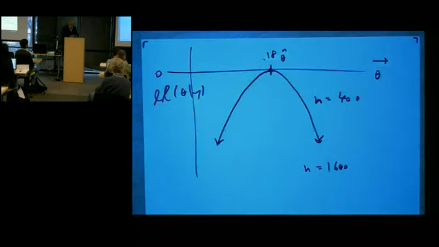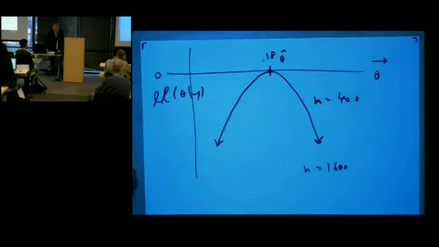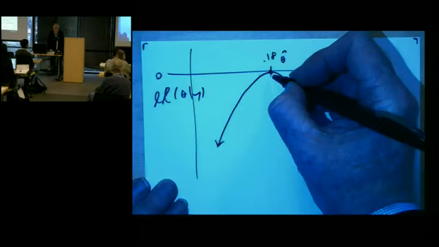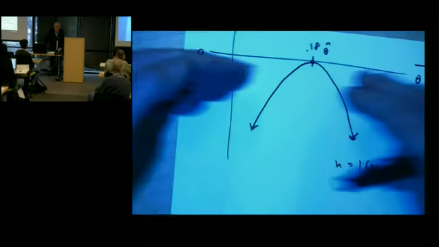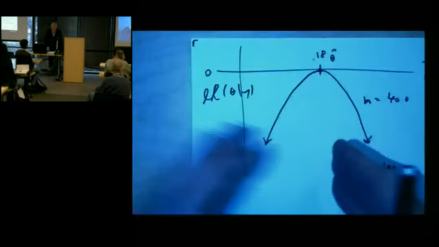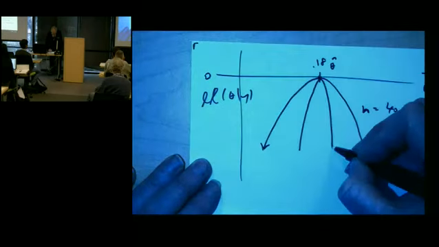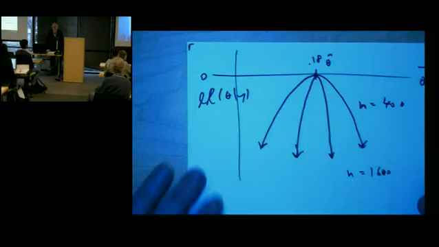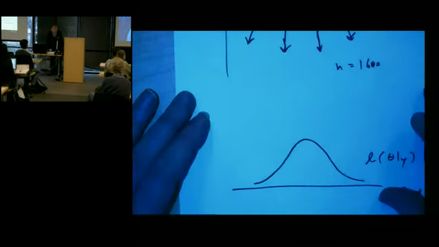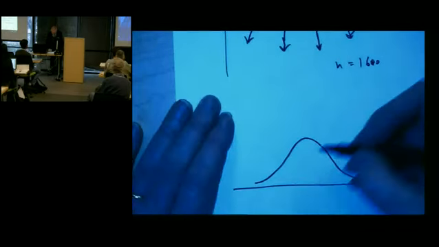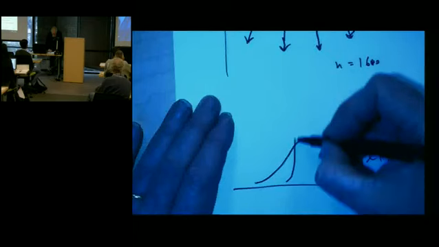What will the log likelihood function look like with more data? It will still be bowl-shaped down, and it's still going to go through that point, but will it be spread out more, or will it be concentrated more? It'll be more concentrated. It'll look like this. This is the picture for n equals 1600. That's on the log scale, and that corresponds to, on the likelihood scale, it looking like this.